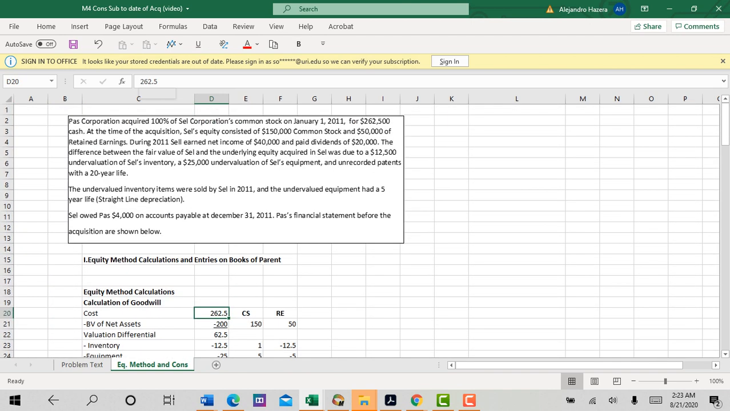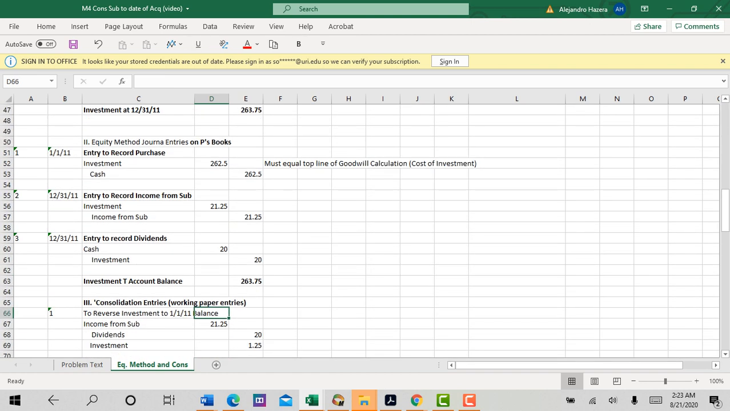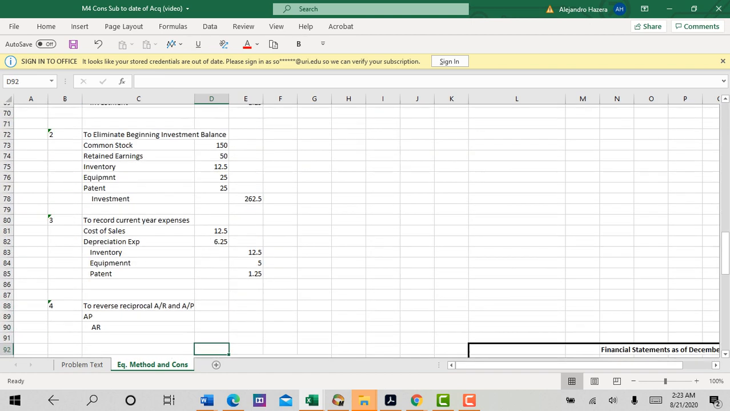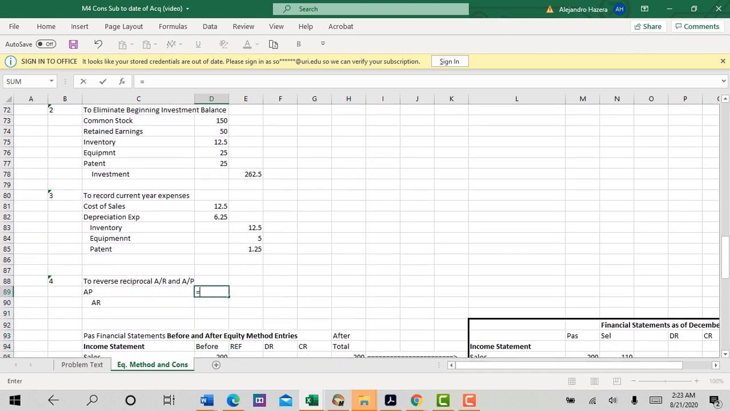Now, just to finish this off, it is important in real life, but for logical purposes, not important. You'll get this in a lot of the problems that one company owes the other one money. Now, from a consolidated perspective, which is one company, you can't owe yourself money. A company can't lend itself money. So we'll just debit accounts payable for 4, and we'll credit accounts receivable for 4, which means you're reducing money they owe each other.